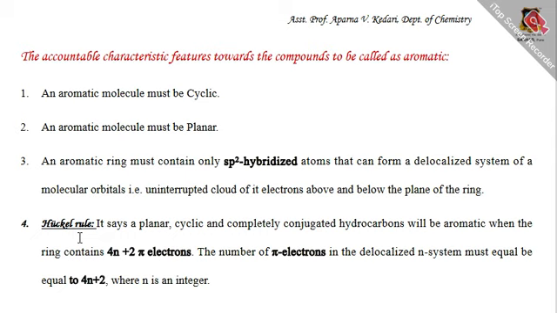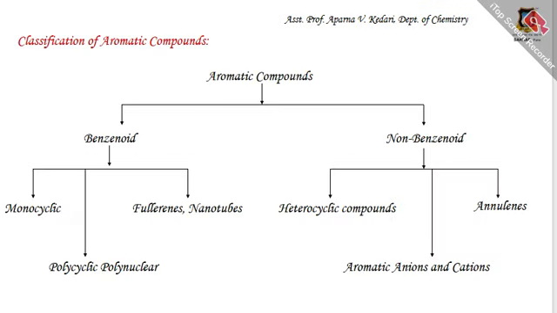So the statement of Huckel rule says planar, cyclic and completely conjugated hydrocarbons will be aromatic when the ring contains 4n plus 2 pi electrons. The number of pi electrons in the delocalized system must equal 4n plus 2 pi electrons, where n is the integer. So moving towards the classification of aromatic compounds.